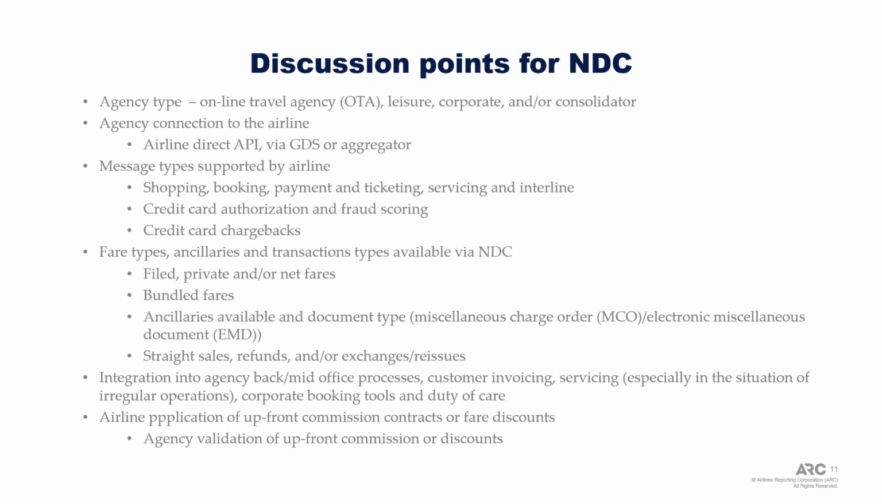Bundle and offer ancillaries, all types of ancillaries, or maybe just one or two types to start off with? And if so, how will the ancillaries be issued? Will the agency be able to initiate a message for you to create an MCO or an EMD, or maybe you have an internal proprietary document that you're using today for ancillaries? So maybe the ancillary would be issued on that type of document. And then, of course, is it straight sales, refunds, exchanges, and reissues? So what is your initial NDC project going to contain?